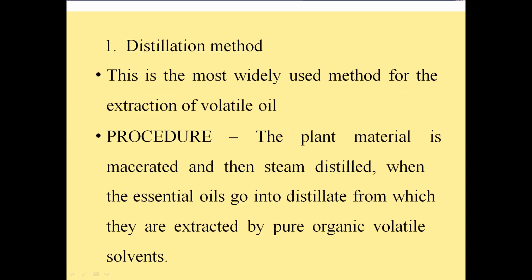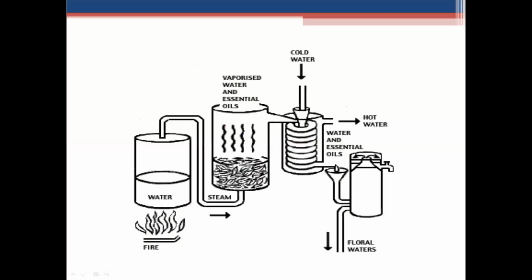When the essential oils go into the distillate, from which they are extracted by the pure organic volatile solvent. This is the distillation assembly. Water is heated, then steam comes, and vaporized water and essential oils from the sample you kept become volatile, evaporate in the form of vapors. A cold water condenser is fitted here, from here you collect it, and hot water is going from here.